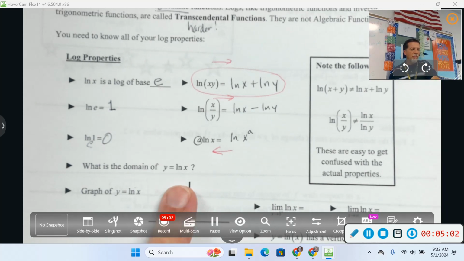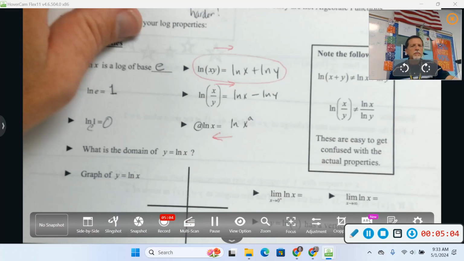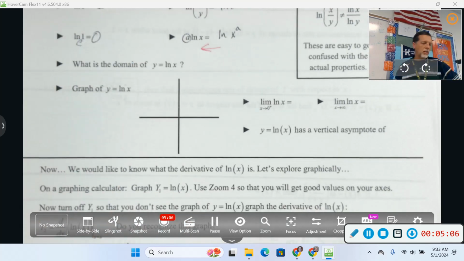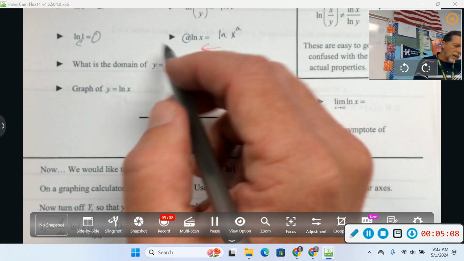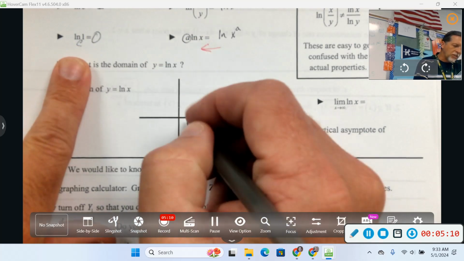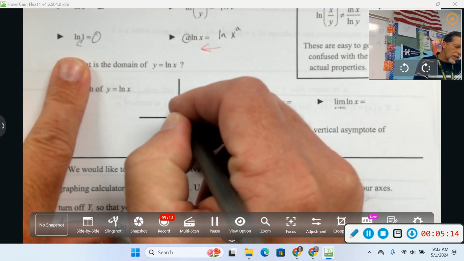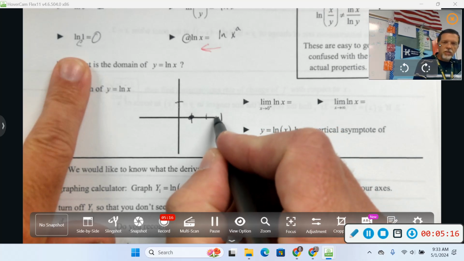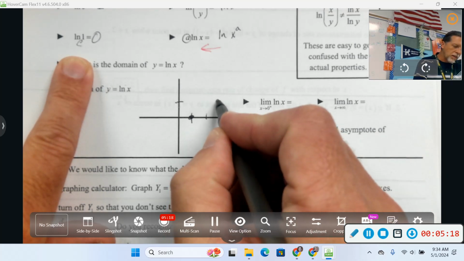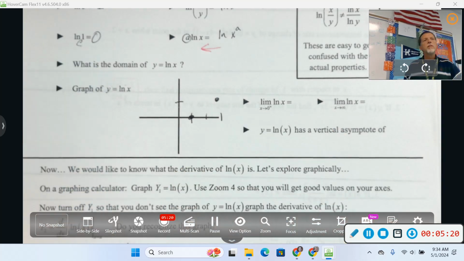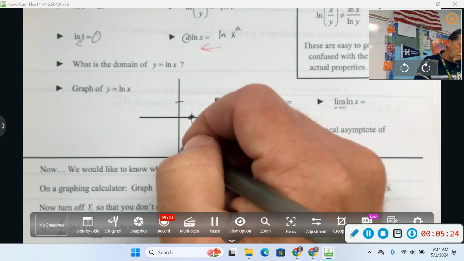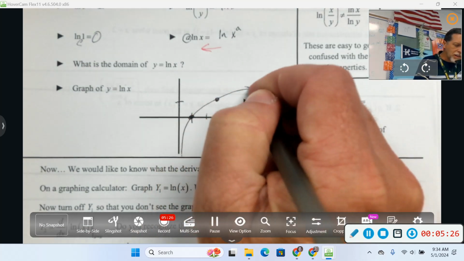Domain of natural log of x? Maybe the graph of natural log of x would be easier if we remember what it looks like. We got some values. Natural log of 1 is 0. Natural log of e, which is like 2.7, is 1. And that's only 2 points. Maybe you remember vaguely what the graph looks like.